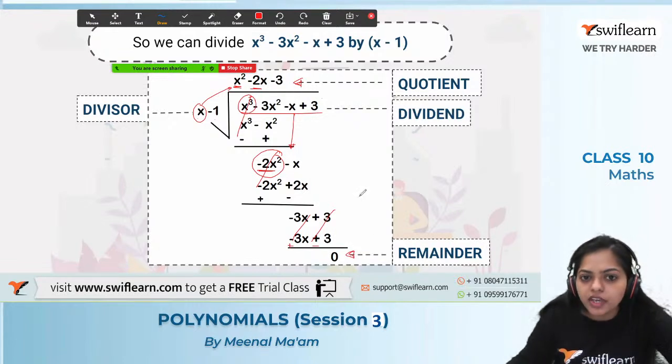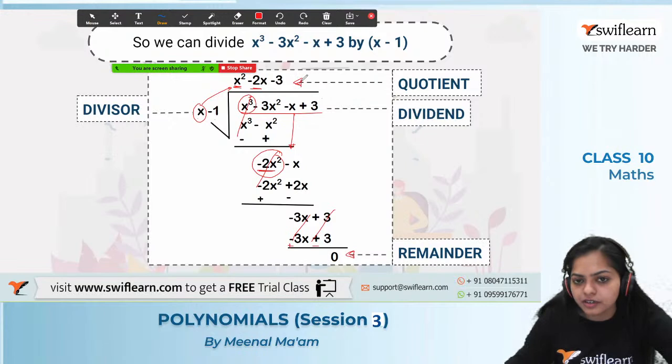So in this way, I will split this x cube minus 3x square minus x plus 1 into this simple equation. Got it? X square minus 2x minus 3.